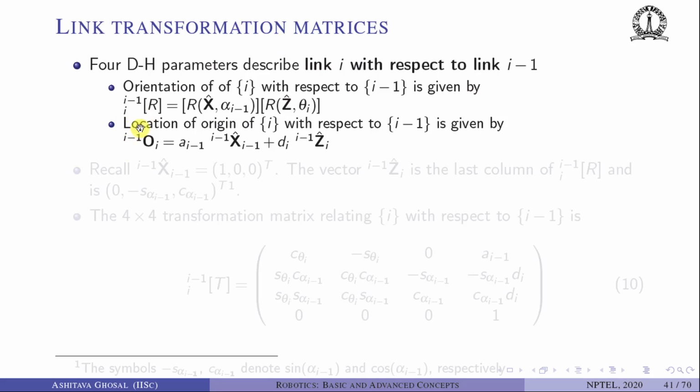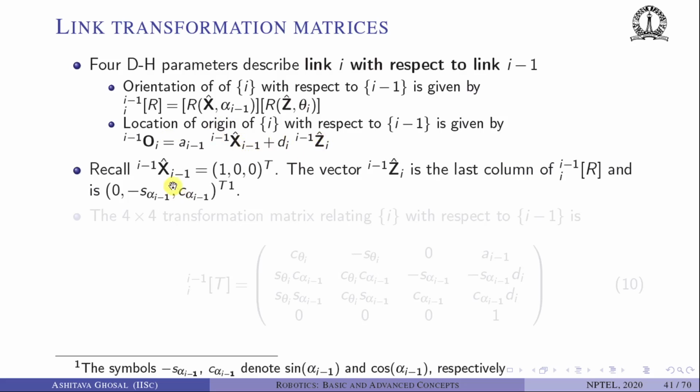So the rotation of i with respect to i-1 is nothing but simple rotation about x-axis by alpha_{i-1} followed by a rotation of theta_i about z-axis, and the location of the origin of i with respect to the i-1 coordinate system is this: a_{i-1} along x and d_i along z. We recall that x_i in the i-1 frame is 1, 0, 0. How about z_i in the i-1 frame? Where can we get this from? This is nothing but the last column of this rotation matrix.